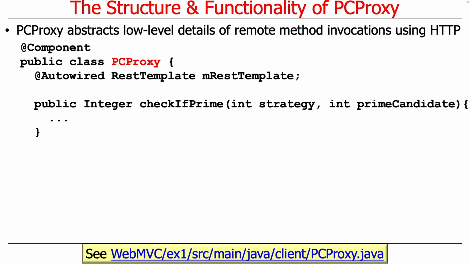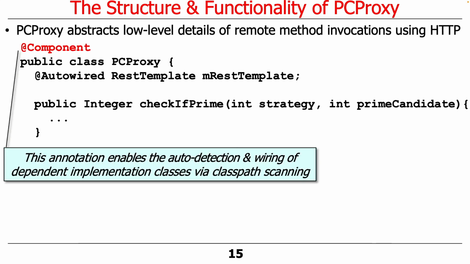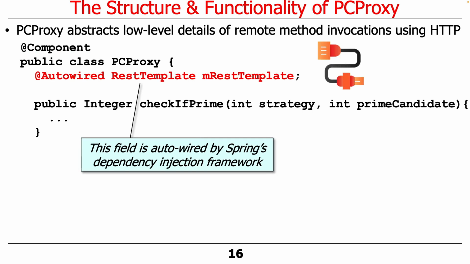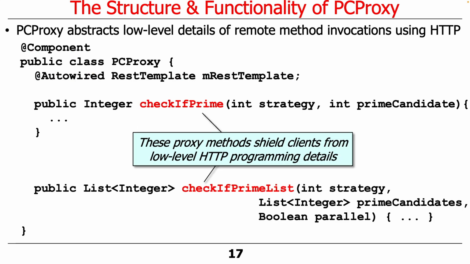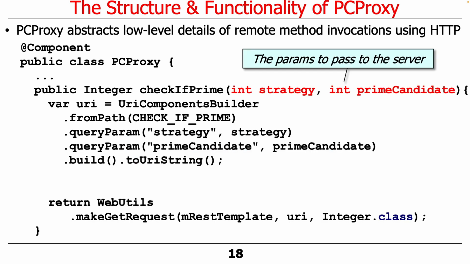The proxy class, as usual, abstracts away the low-level details of making remote method invocations by HTTP. That was one of the questions from last time's quiz. It's important to understand why we make these designs. We don't just do them randomly to just have fun with patterns. We do it because it simplifies other parts of the code. Once again, we annotate this with the component annotation so we can auto-wire the REST template. And then we have the checkIfPrime and checkIfPrime list methods, which abstract away all the low-level grubby details of talking via HTTP GET requests in this case.